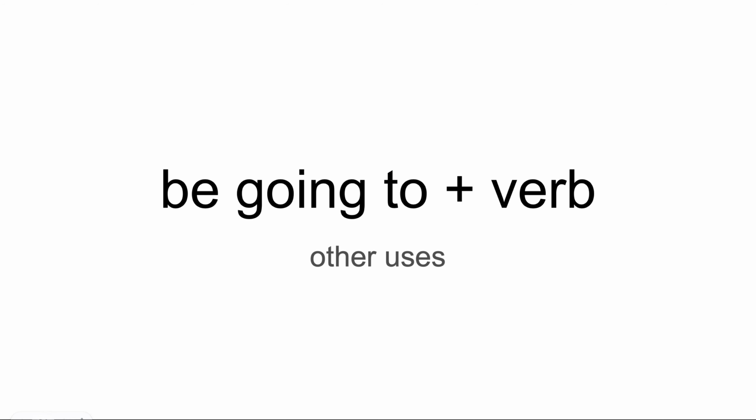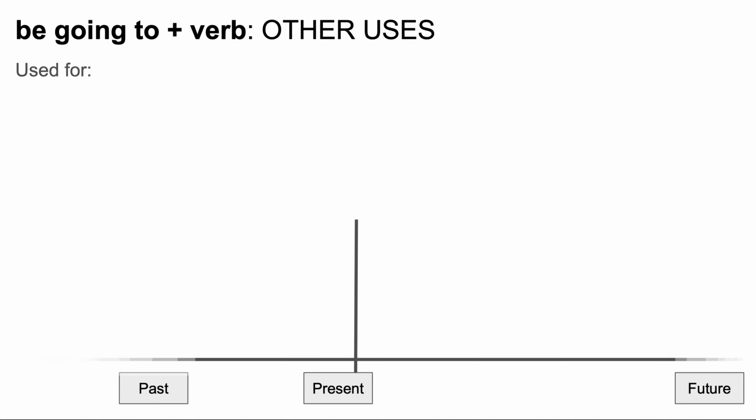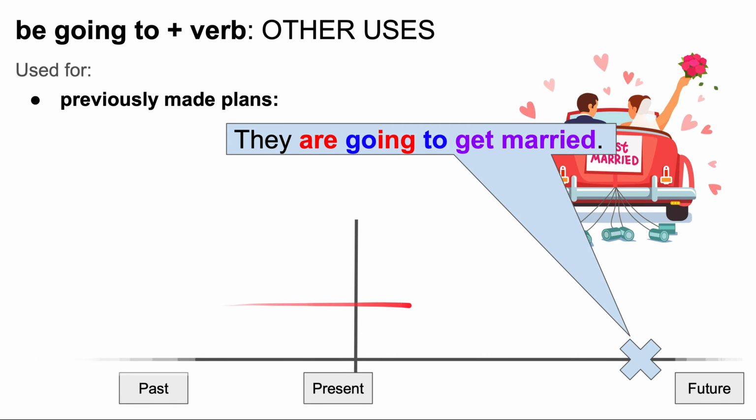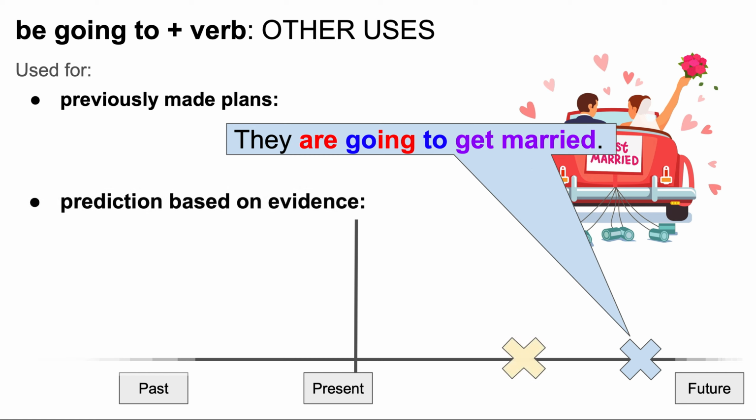Okay, let's study other uses with be going to plus verb. So, there are two uses. The first use is for previously made plans. For example, they're going to get married. This is a planned action. They planned it out. Okay, let's look at another example.